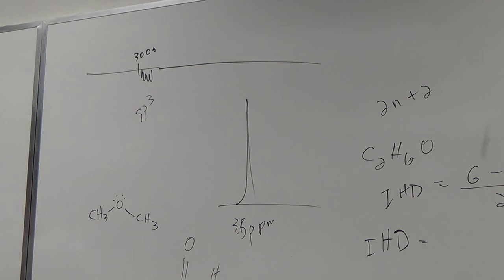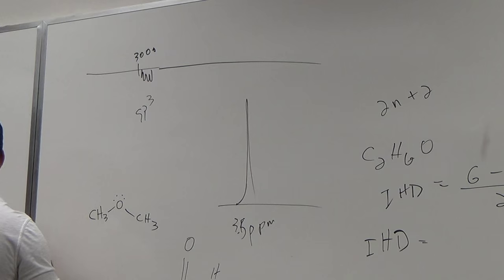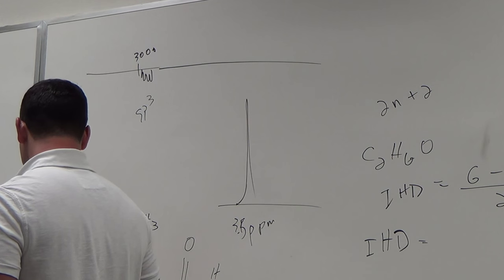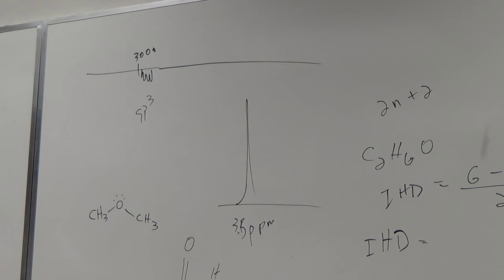So how much is this one then? Two. This is two hydrogens as well. And I am in the presence of a triplet and a quartet. What does that tell you this is? This is a CH2CH3, yes? This CH2CH3, and this side is a CH3.